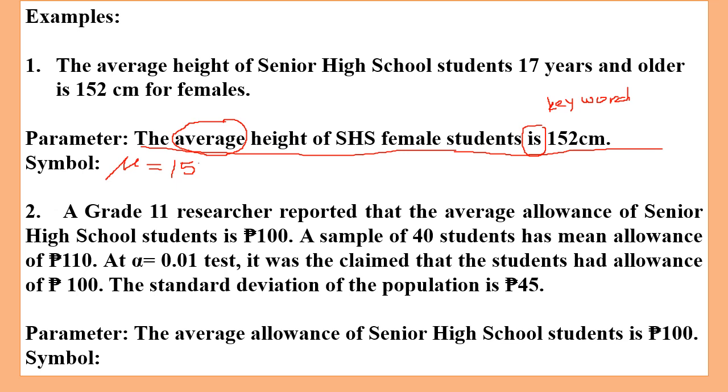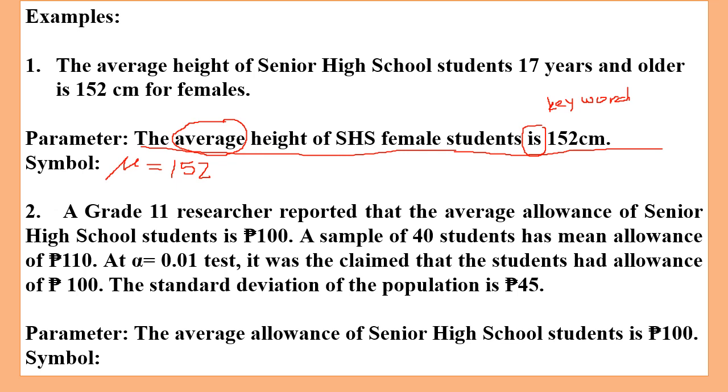So that is how we state it. Again, look for the average, standard deviation, variance, and proportion of the population. Then we are going to symbolize the following.